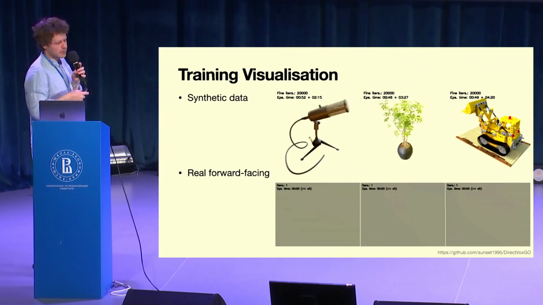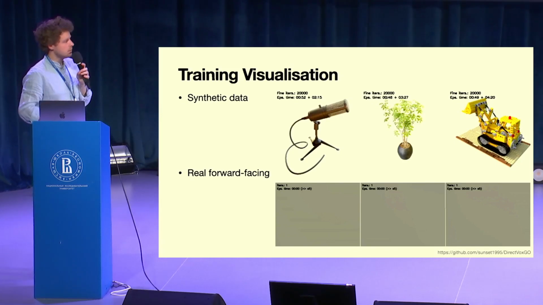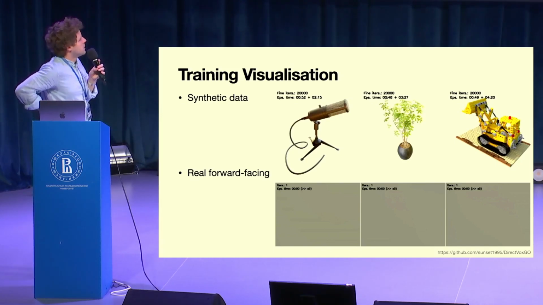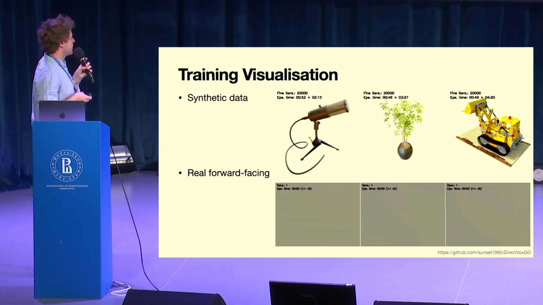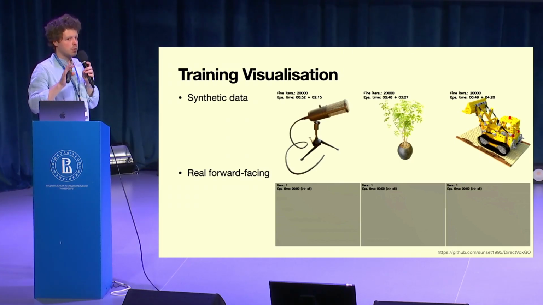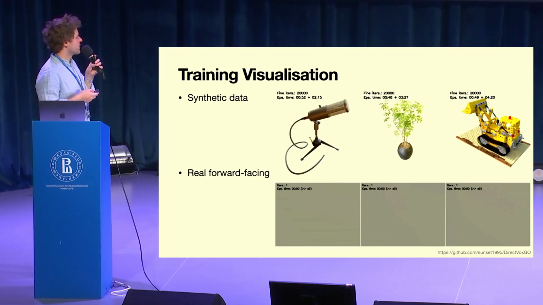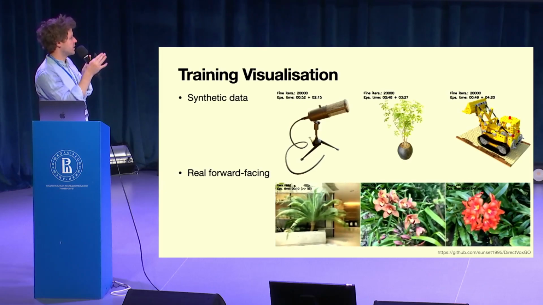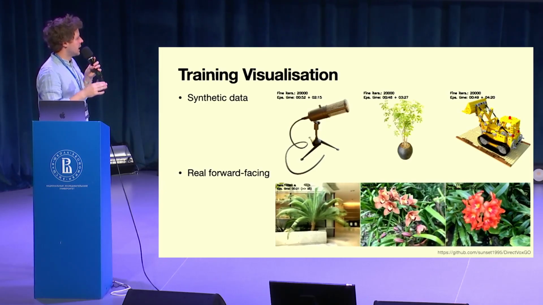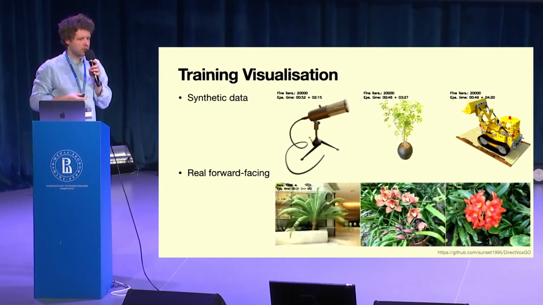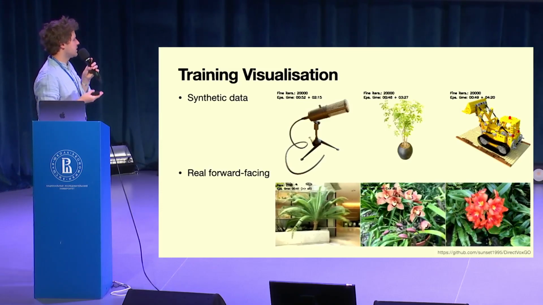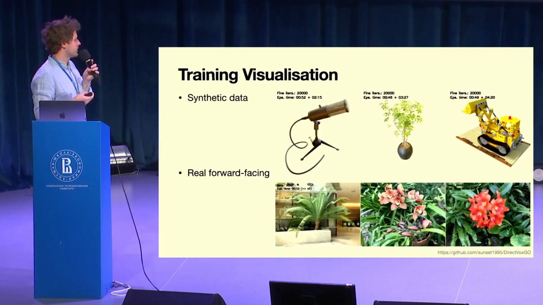The above videos represent synthetic data, and another video will represent real-world data taken from forward-facing camera positions. So the camera does not change orientation severely, and this algorithm manages to produce convincing images of real-world scenes.